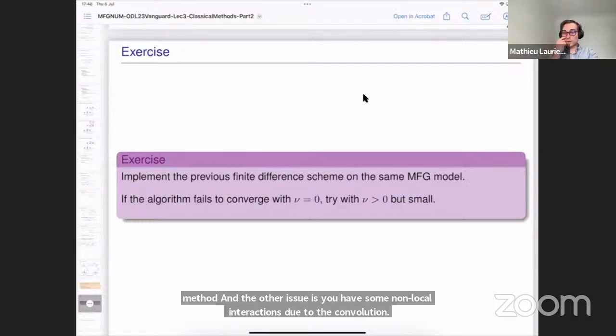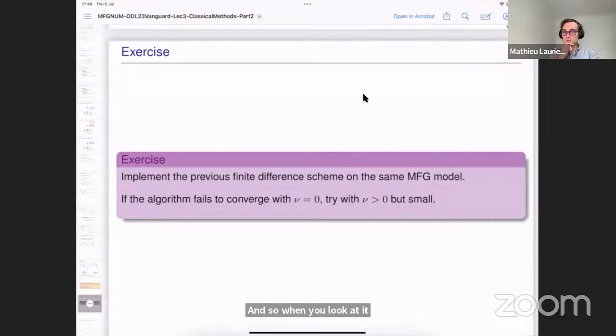And so when you look at it from the finite difference scheme point of view, it means that you are going to have some discrete integrals to compute, and some matrices are going to be not sparse anymore. So you remember I made this comment about sparse matrices before. Here the matrices are not going to be sparse if the interactions are non-local.